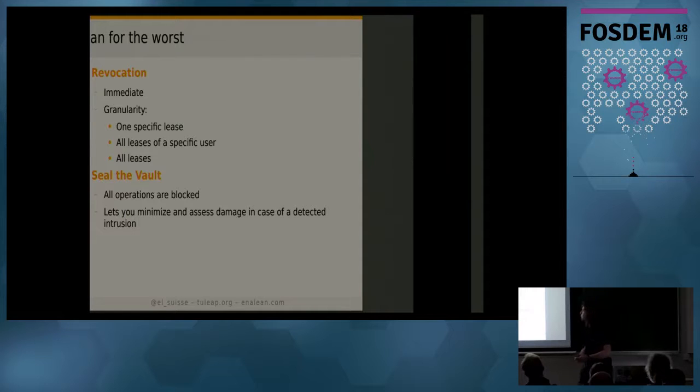So it's quite nice. It's quite centralized. And if things really go wrong, you can still revoke all the leases you have given to your users and just seal the vault. It's a feature of Vault: basically Vault will shut down and stop any operation it's doing. It will give you some time to audit the logs and to see how much damage there has been with the intrusion.